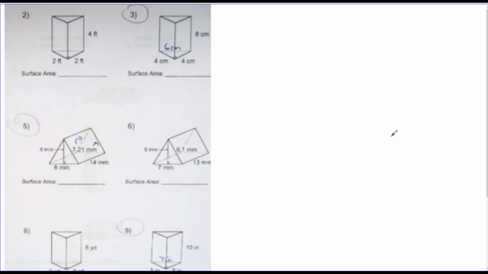Alright, now it's 8th grade's turn. So 8th grade, a little bit more involved, looking at surface area of prisms and cylinders. We said we're going to do the odd numbers, so we'll start with number 3.